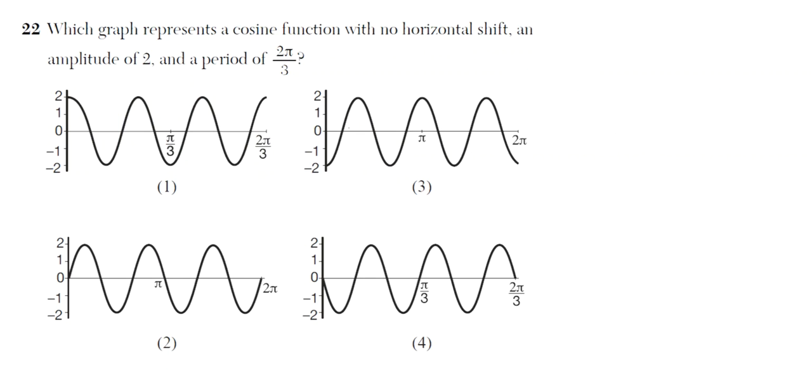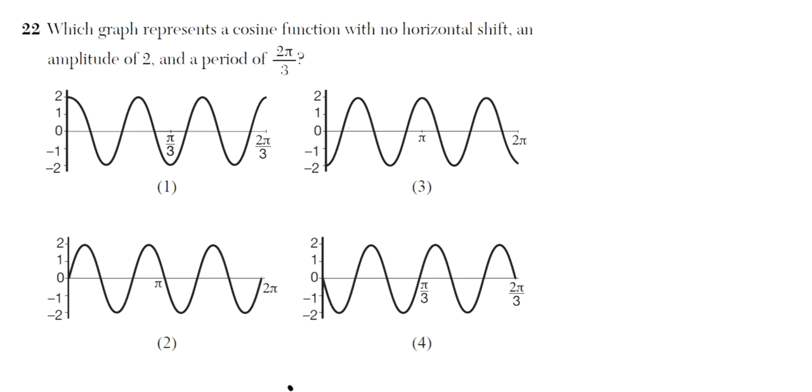Alright, let's take a look at question 22. It says, which graph represents a cosine function with no horizontal shift, an amplitude of 2, and a period of 2 pi over 3? Now, one thing you want to remember is the orientation of your sine and cosine curves.